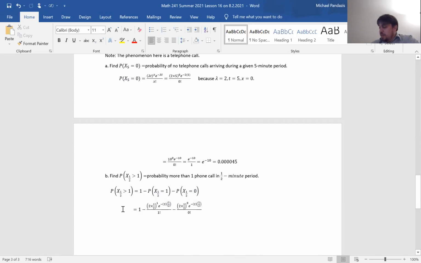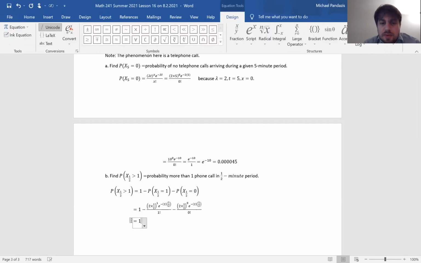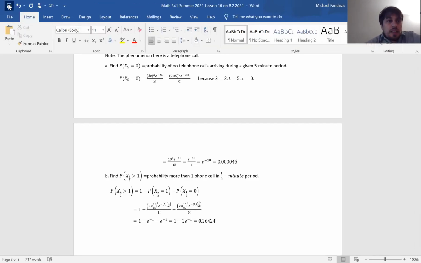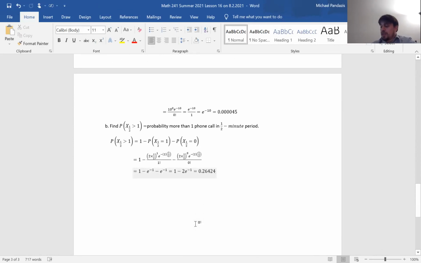We subtract them from 1, and when you do that, you get this is equal to 1 minus e to the negative 1 minus e to the negative 1. And that's equal to 1 minus 2e to the negative 1. I'm just writing a few extra things. This is equal to 0.26424.